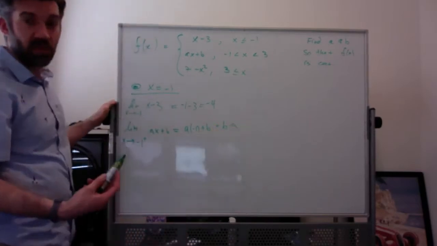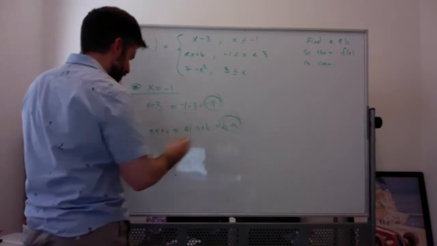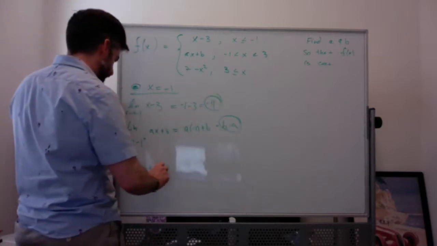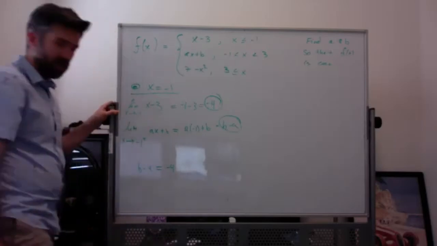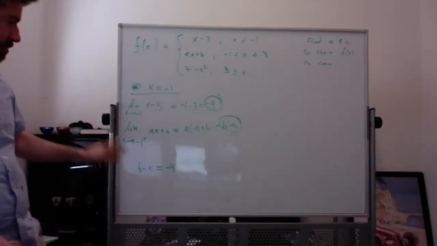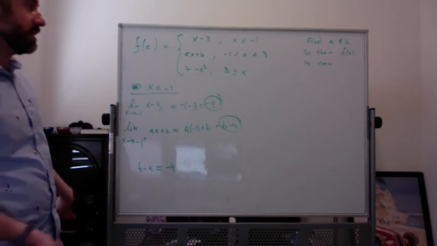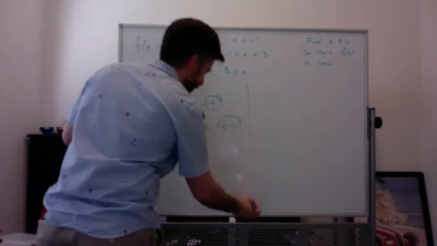So here's what I have so far. These have to equal each other. So b minus a has to equal -4. But that's not enough, right? I don't know what a and b are yet. b could be 1 and a could be 5, but maybe that's not right. I need the other piece of information.